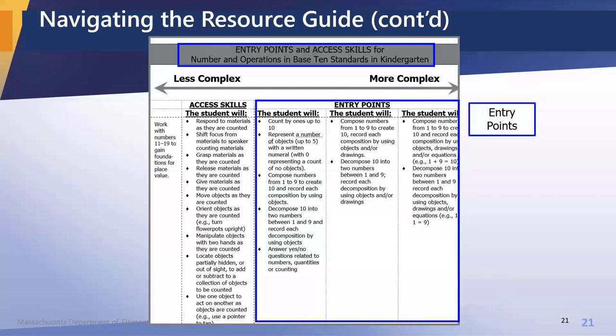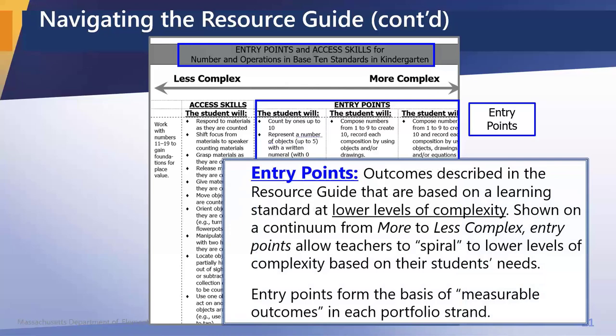These are the entry points where that blue is outlined. Those are the entry points. And these entry points are those outcomes or activities, the skills that are based on the actual standards, but at a lower level of complexity. So you can see at the top, there's an arrow from more complex to less complex. And that helps you to see where you're going to go with these entry points. You, as a teacher, are going to choose these. You, as a teacher, are going to determine the level of your students' needs. You're not going to say, oh, I think they're working at a first grade level, so I'm going to go to a first grade level.